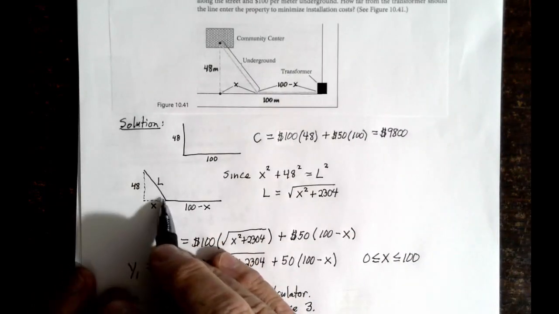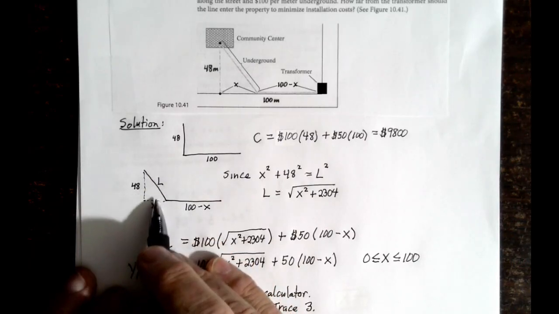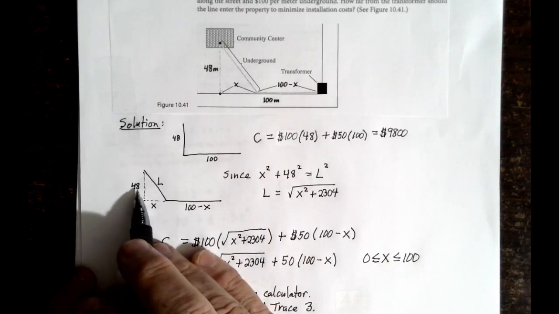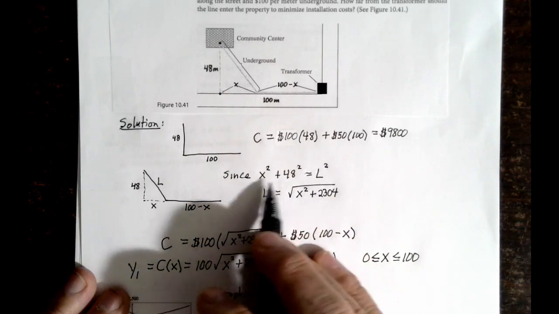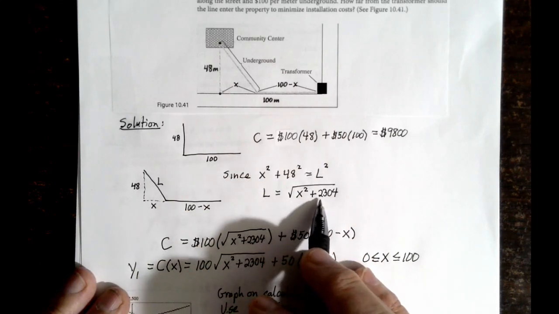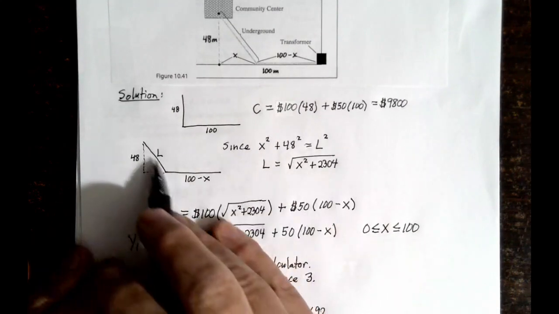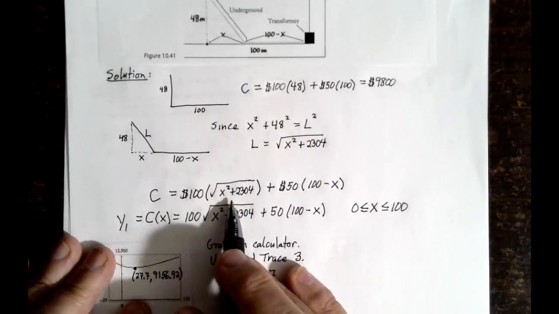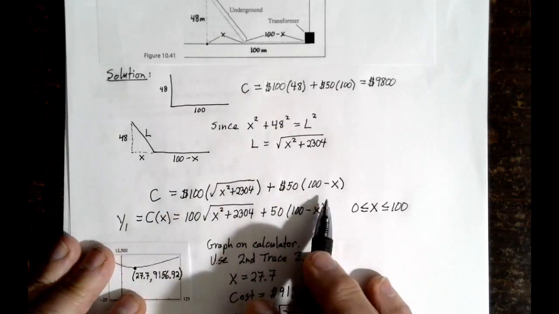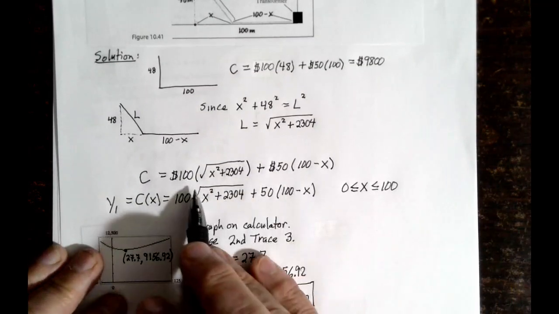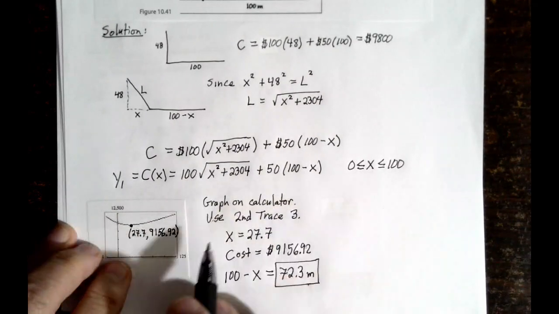So if we create this triangle here with 48 and x, we know this, L, by Pythagoras, x squared plus 48 squared equals L squared. That's Pythagoras. And if we solve that for L, we take the square root of both sides and we get this equals L. Alright, so if that's L, and that's underground, we're multiplying by 100. And then the 100 minus x, we're multiplying by 50 because it's not underground. And so this is our cost function. So we know it's limited between 0 and 100.